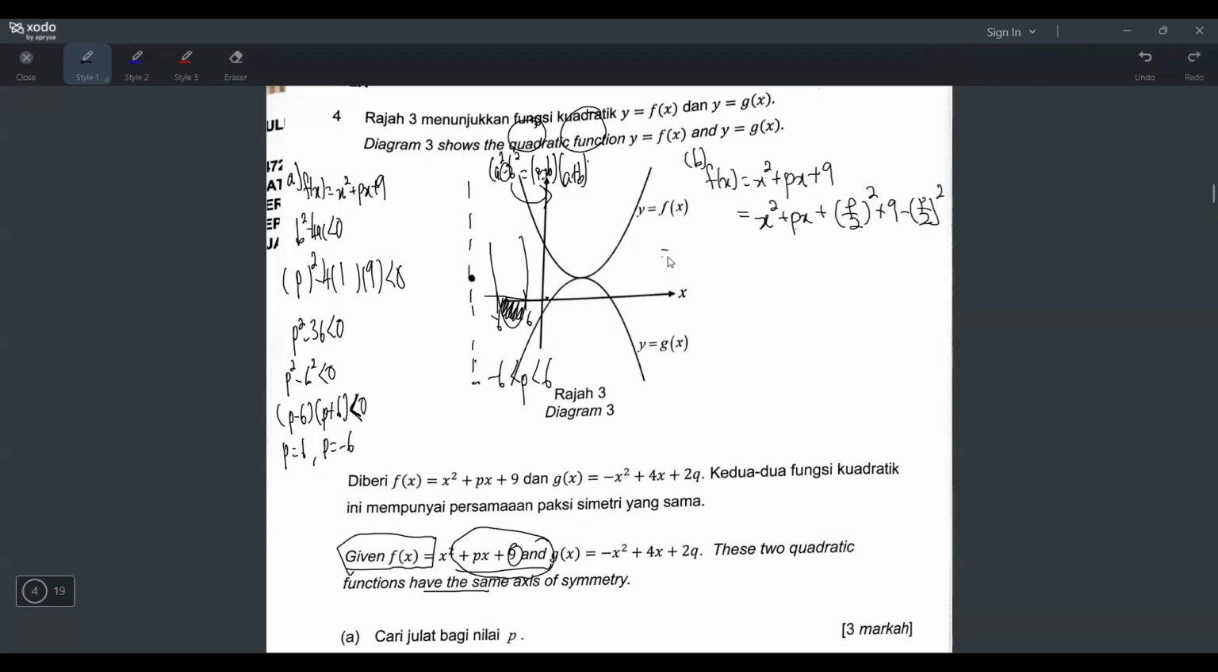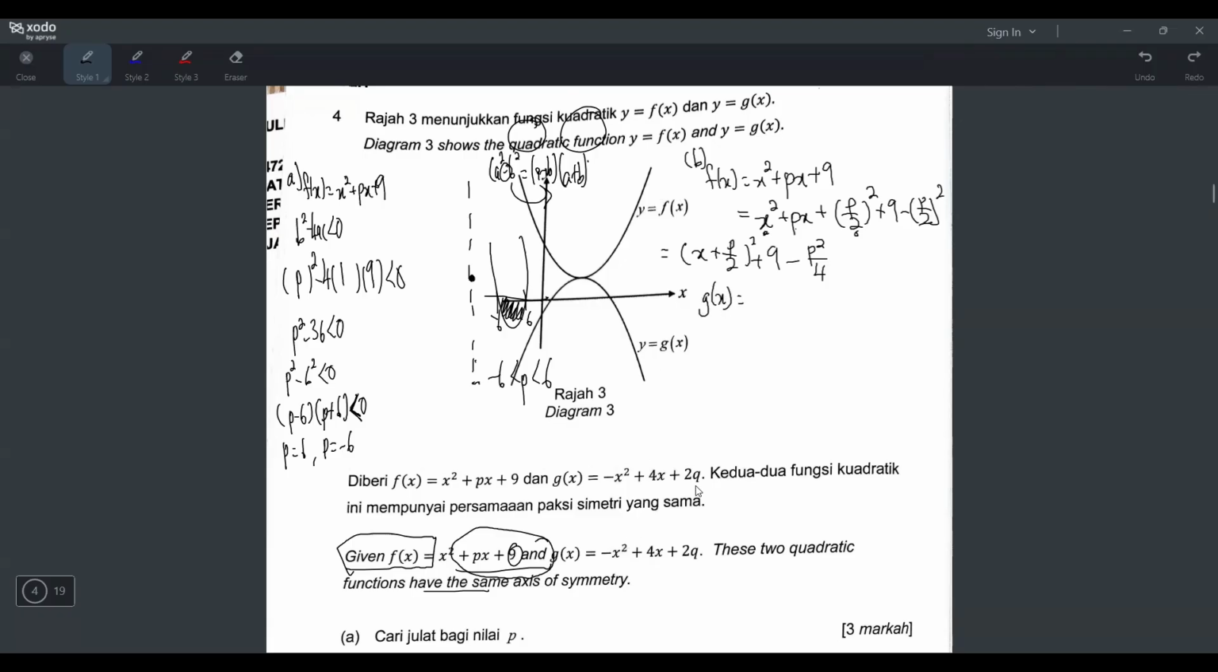And then next line, you will have to ignore the px. You will just look at this, and since they both have square, you can just take out the square like this, and then here write x plus p over 2. And then what I write next is plus 9 minus p over 2 square, which is just p square over 4. So this is the vertex form, right? You have already successfully done your completing the square. Okay, now let's do it for g(x).